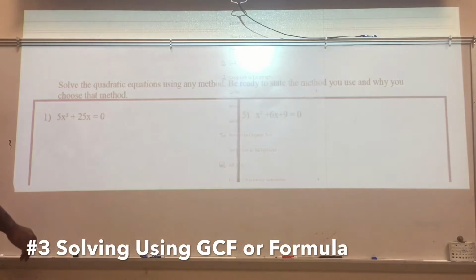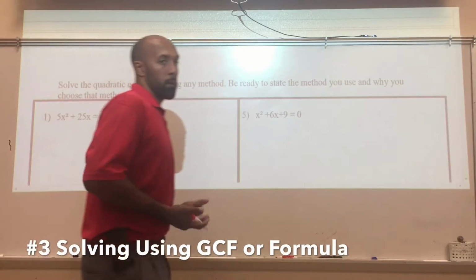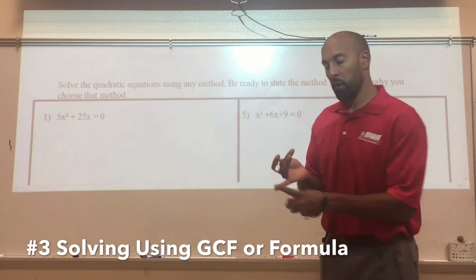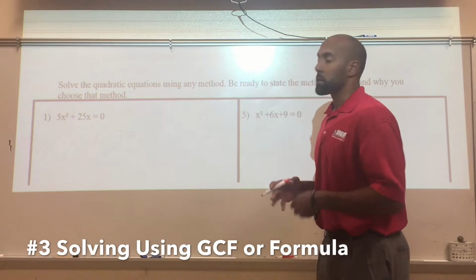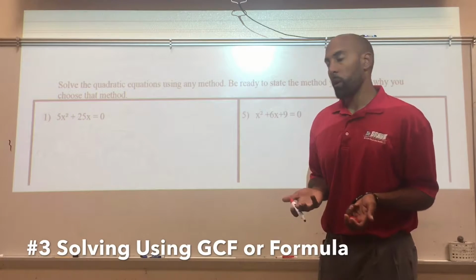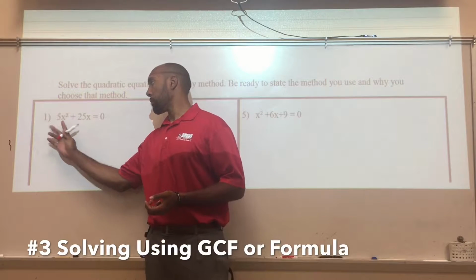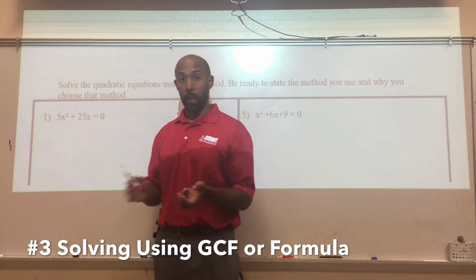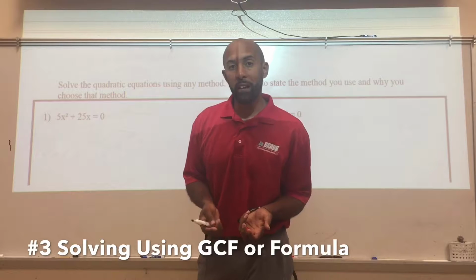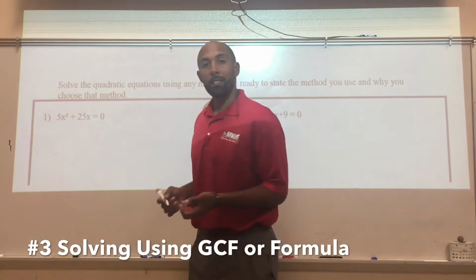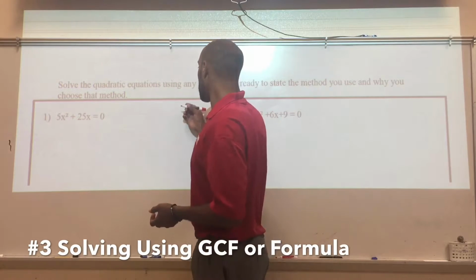All right, so let's talk about what's the best choice. Now, quadratic formula will work for everyone, but sometimes there's a more obvious and easier way. Now, if I'm looking at this first one, I've got two terms, 5 and 25, and they have something in common, a common factor, right? So why not take the GCF? In this case, I'm going to do GCF here.